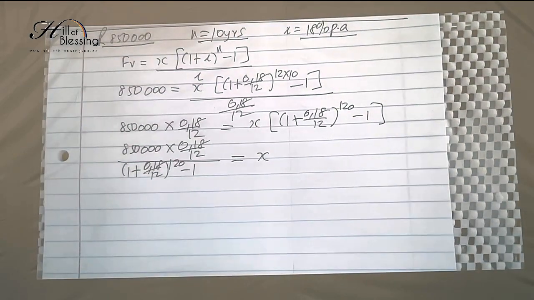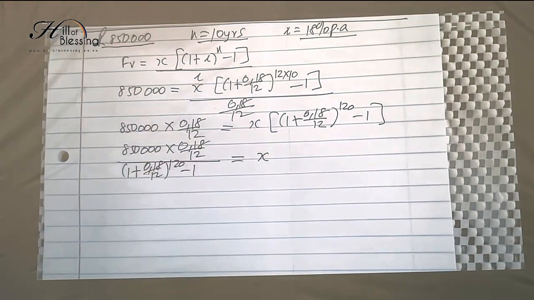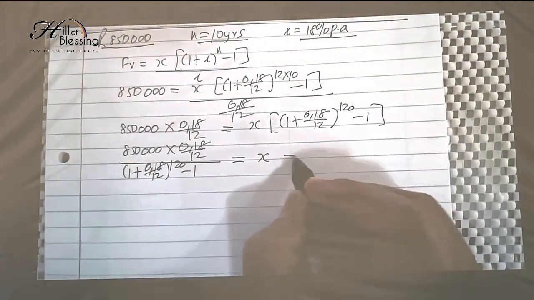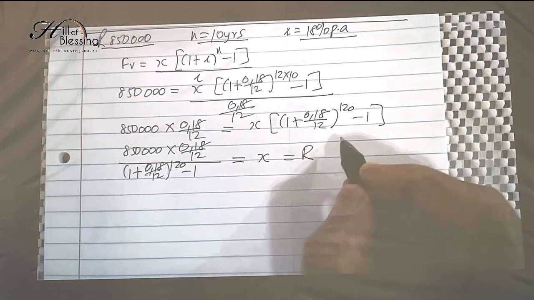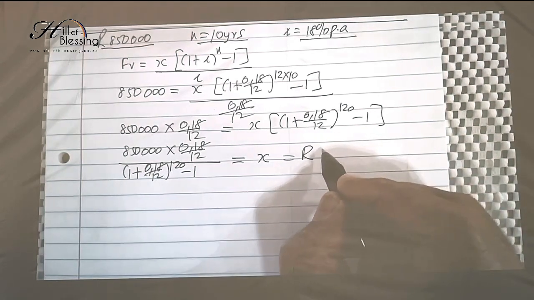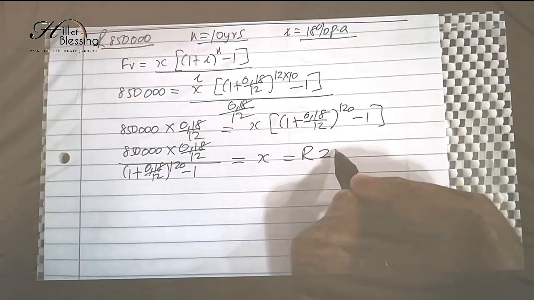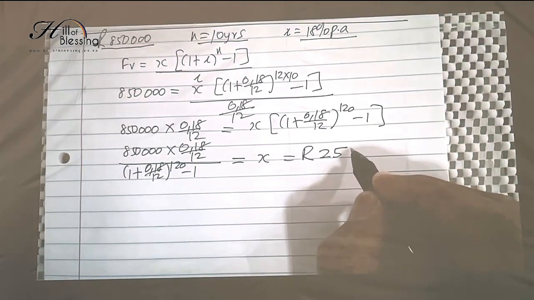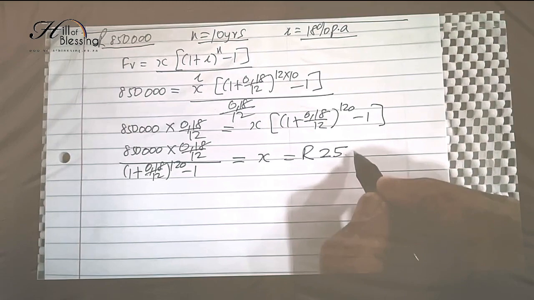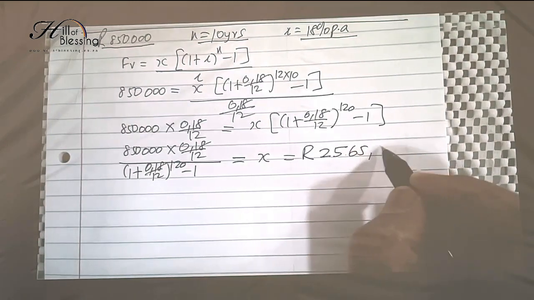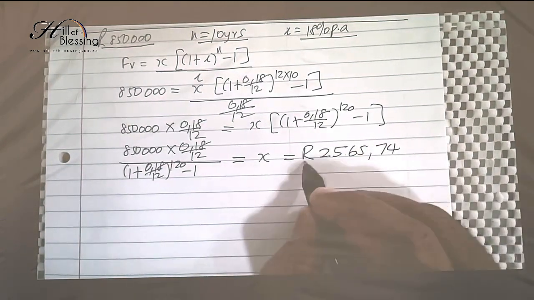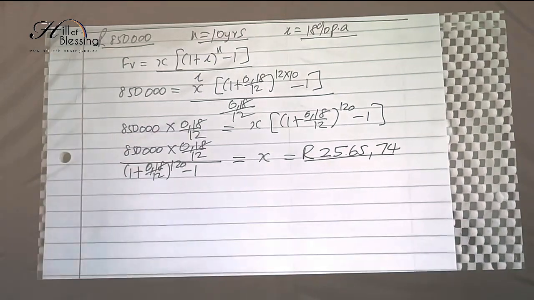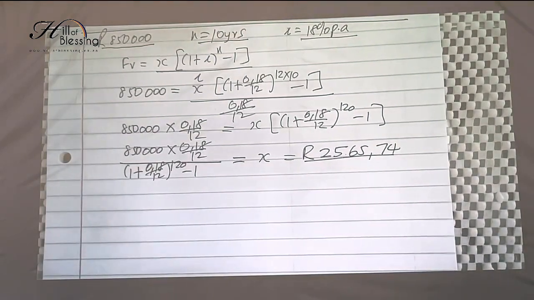Anybody got that so far? Let me see your hands. Anybody got it? Brilliant. So what is x equal to? Can somebody call it? 2,500 and? I didn't hear the two digits here. 6,5. Thank you so much, my guys. So that's what he must put away every month. Okay? Are you with me?